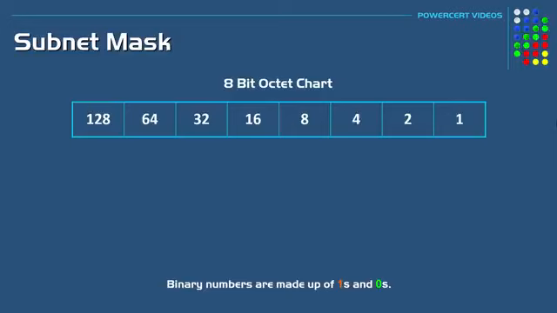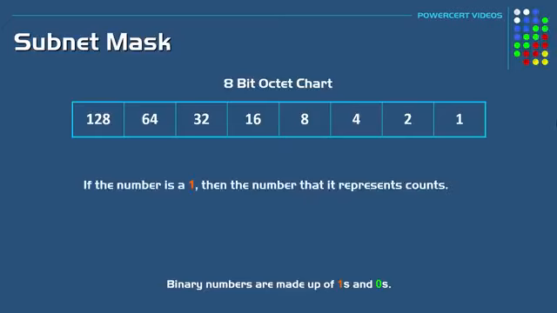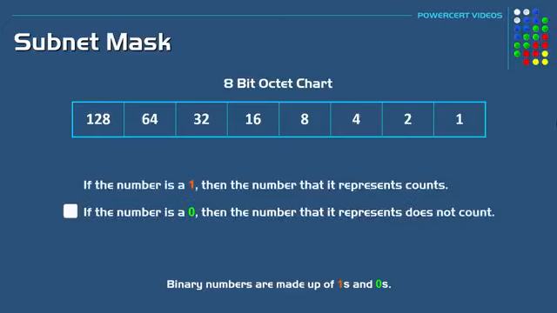So here we have an 8-bit octet chart. The bits in each octet are represented by a number. So starting from the right, the first bit has a value of 1, and then the number doubles with each step. So there's 2, then 4, 8, and so on, all the way up to 128. Each bit in the octet can be either a 1 or a 0. If the number is a 1, then the number that it represents counts. If the number is a 0, then the number that it represents does not count.